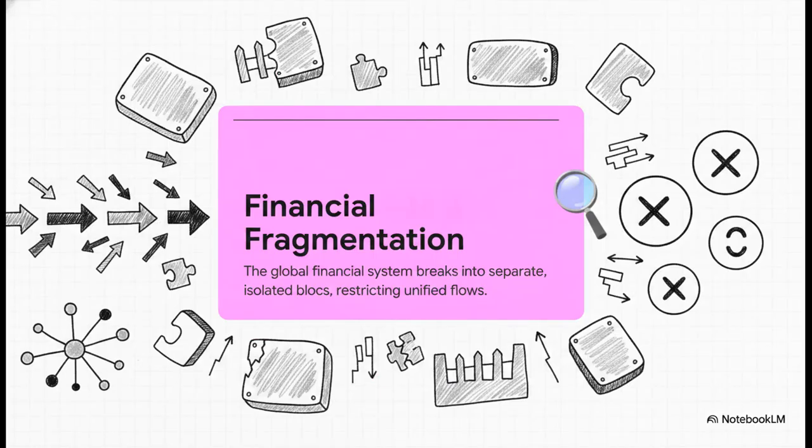So what exactly is financial fragmentation? Well, think of the global economy kind of like a computer's operating system. For decades now, the whole world has essentially been running on the exact same unified OS. Money, investments, and trade could just flow smoothly from one country to another. But fragmentation happens when that single system breaks apart into separate, isolated blocks. Basically, we are moving away from one open global economy and heading straight toward incompatible, competing walled gardens.